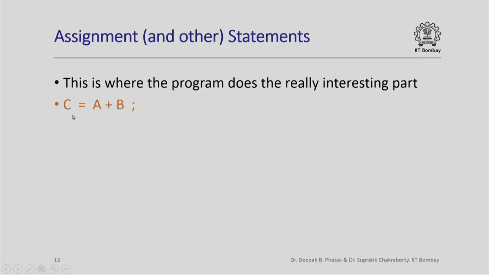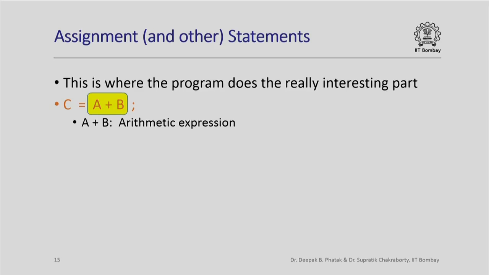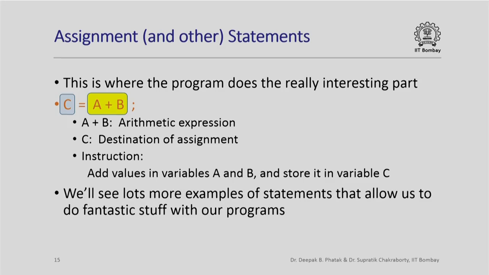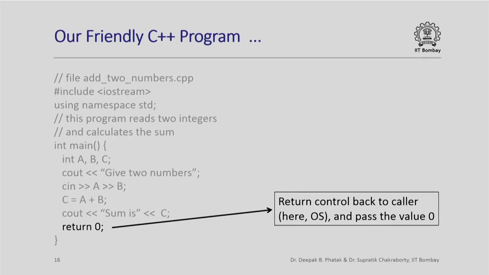If I look at the statement C is assigned A plus B, the A plus B part here is an arithmetic expression. It is saying take the value stored in the variable A, take the value stored in the variable B and add them up. The C is the destination of the assignment. This is where the result of evaluating this arithmetic expression will be stored. So this entire assignment statement is an instruction asking you to add the values in these two variables and store it in the variable C. As I said, we will see lots more examples of other kinds of statements that allow us to do really cool stuff in C++ programs.